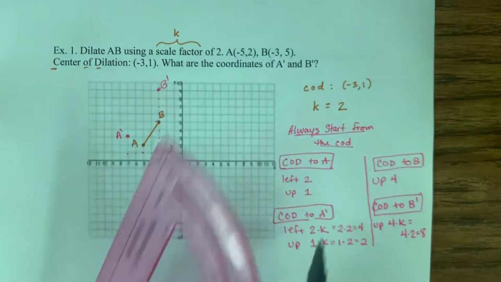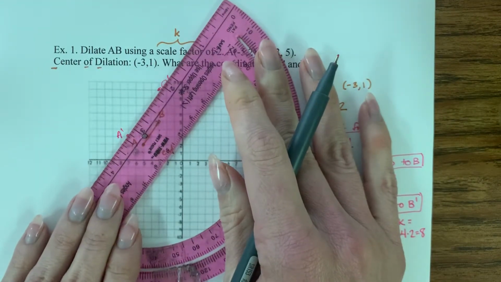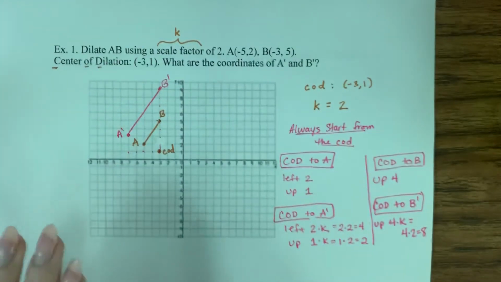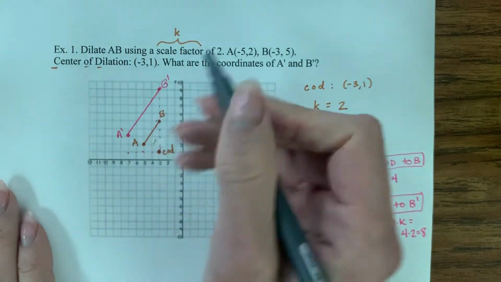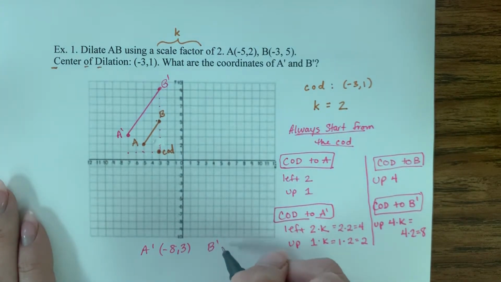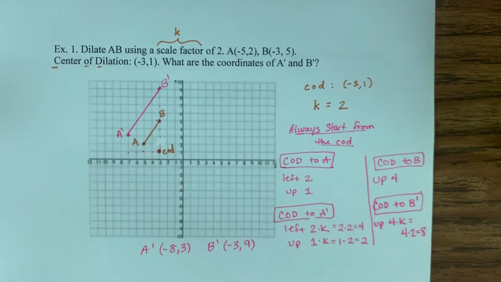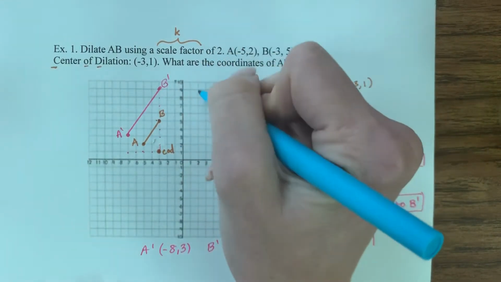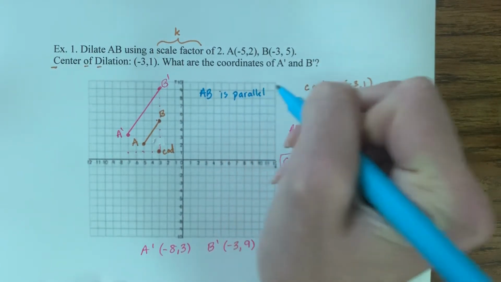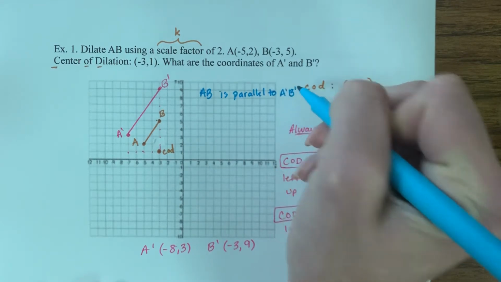If I connect those two, I would get this segment here. And I could talk about that as A prime is at the location -8, 3, and B prime is at the location -3, 9. Now, just to talk about a couple extra things that you're going to have to know in the future, this result is parallel lines. So AB is parallel to A prime B prime.